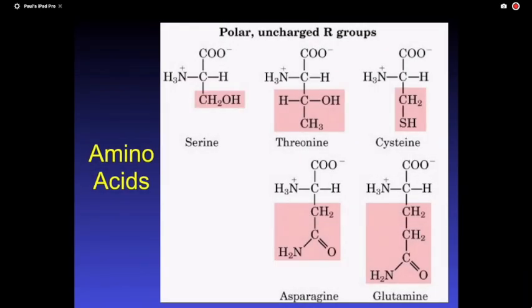Polar uncharged groups. These are groups that tend to like to interact with water. They tend to be ones that are accessing the cytosol. Many of these have the potential to make strong hydrogen bonds. Not all of them, but many of them. And some are reactive. The cysteine is reactive. And so they will be grouped and they will behave very similarly, depending on where they're placed inside the protein and what kind of function it has.